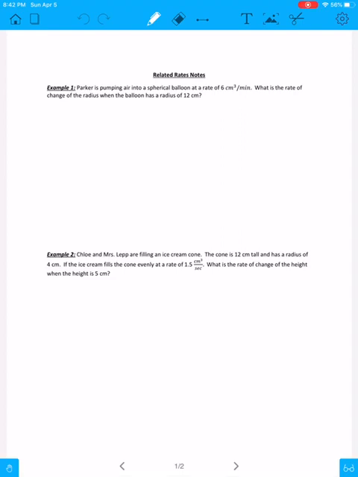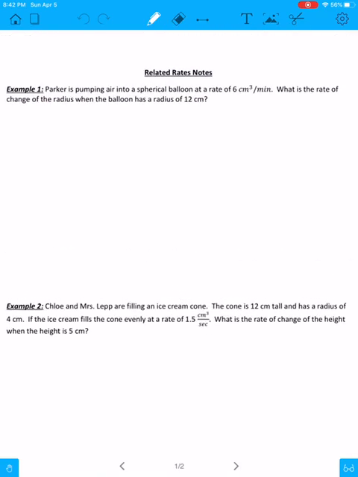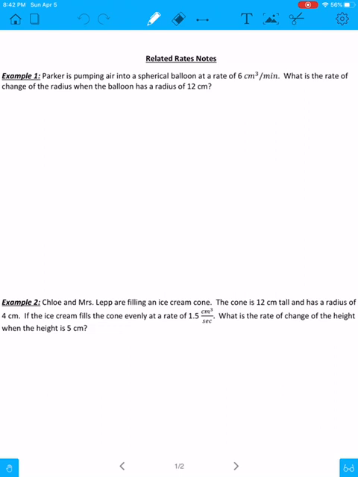Okay, we're doing related rates notes. So, Parker's pumping air into a spherical balloon at a rate of 6 centimeters cubed per minute. What is the rate of change of the radius when the balloon has a radius of 12 centimeters?